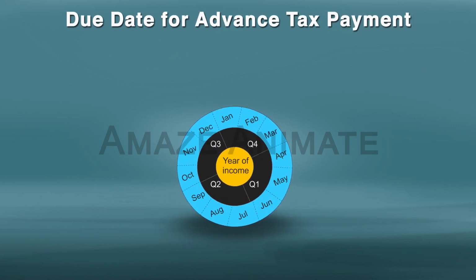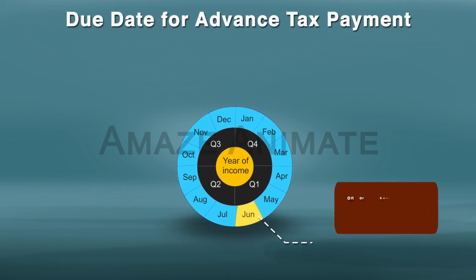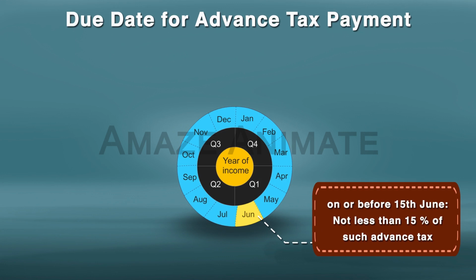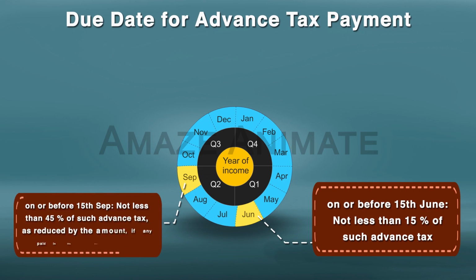Due date for advance tax payment. For Q1, on or before 15th June, not less than 15% of such advance tax. For Q2, on or before 15th September, not less than 45% of such advance tax, as reduced by the amount, if any, paid in the earlier installment.